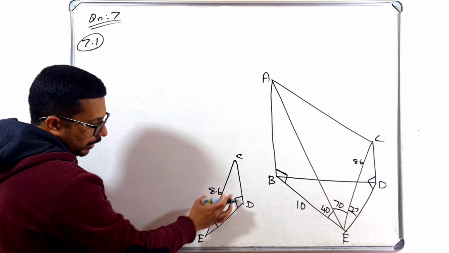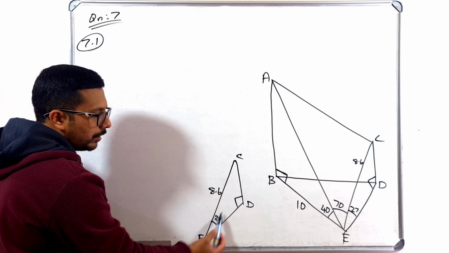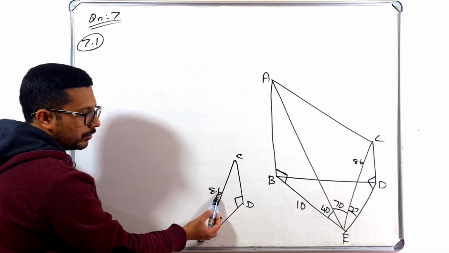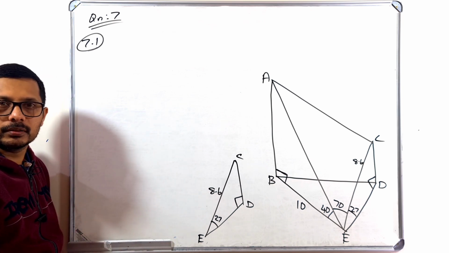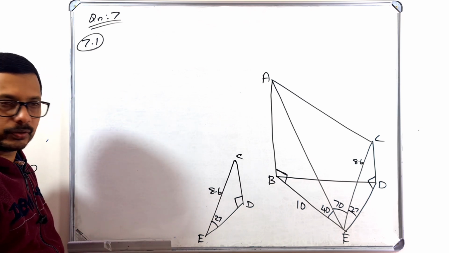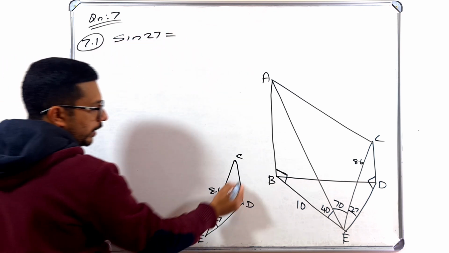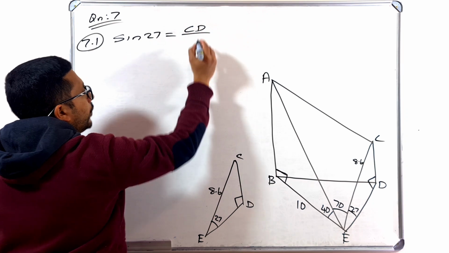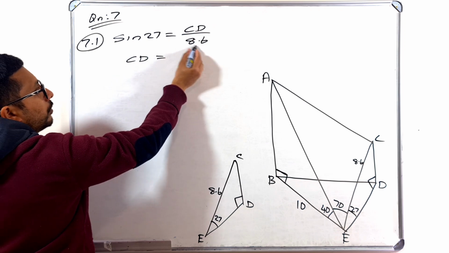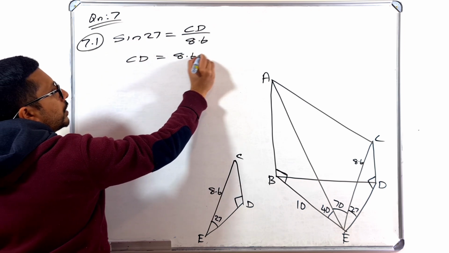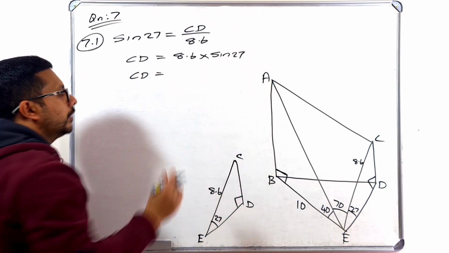Okay, so how can you find this CD now? This is a grade 10 question. Based on this angle, this is the opposite side, this is 90 degrees, so this one is the hypotenuse. So what is the relation between opposite side and hypotenuse? Which trigonometry is that? Sine. Okay, so sine 27 is equal to opposite side, CD, divided by hypotenuse, which is 8.6. So what is CD from there? Cross multiply. So it is 8.6 times sine 27. So check in your calculator what is the answer for that one.